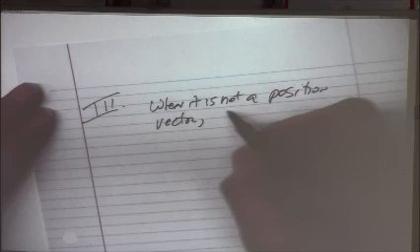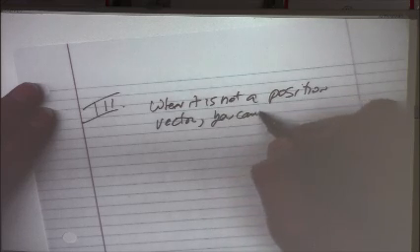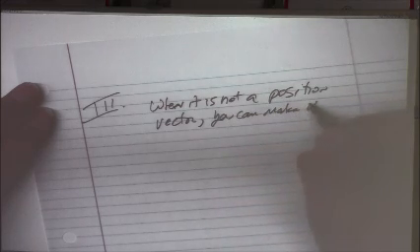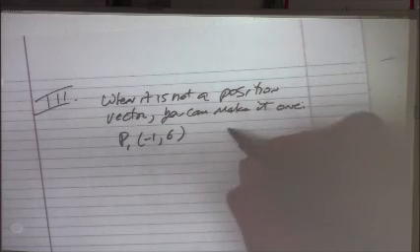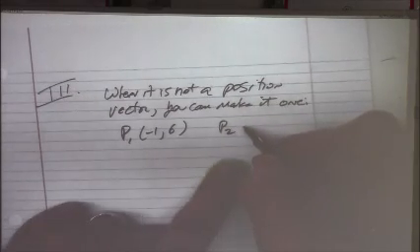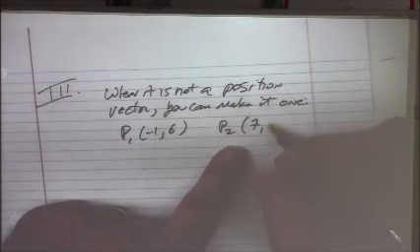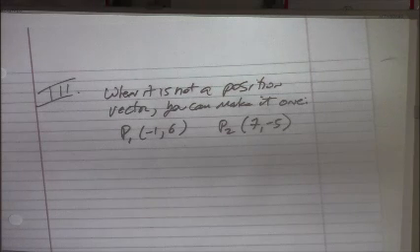So the third thing here, when it is not a position vector, you can make it one. So let's take these 2 points, negative 1, 6, and P2 will be 7, negative 5.